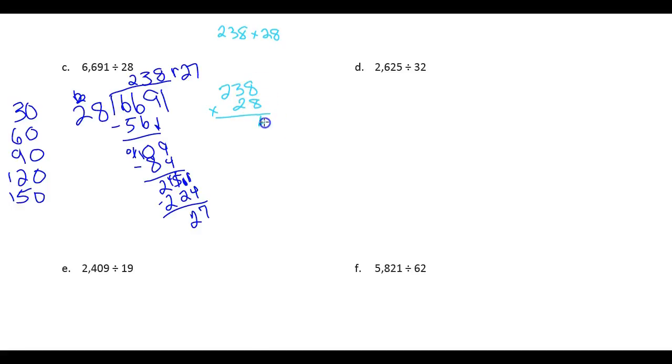Now let's work it out and see what we get. 8 times 8 is 64. Carry our 6. 8 times 3 is 24. Plus 6 more is going to get us 30. Carry the 3. 8 times 2 is 16, 17, 18, 19.